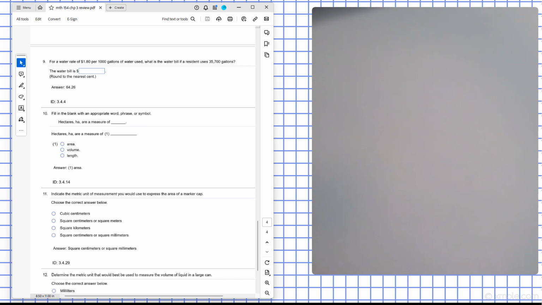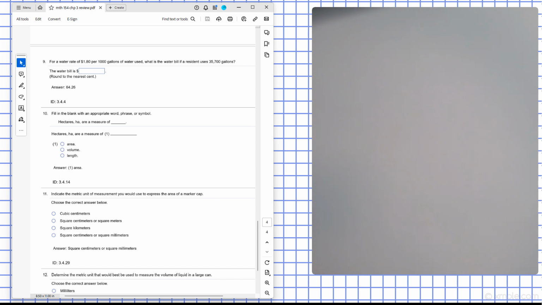Fill in the blank with an appropriate word, phrase, or symbol. Hectares are a measure of area. Square feet, square. Area is the correct answer there. Hectares are a measure of area. It's along the lines of an acre. Square footage.